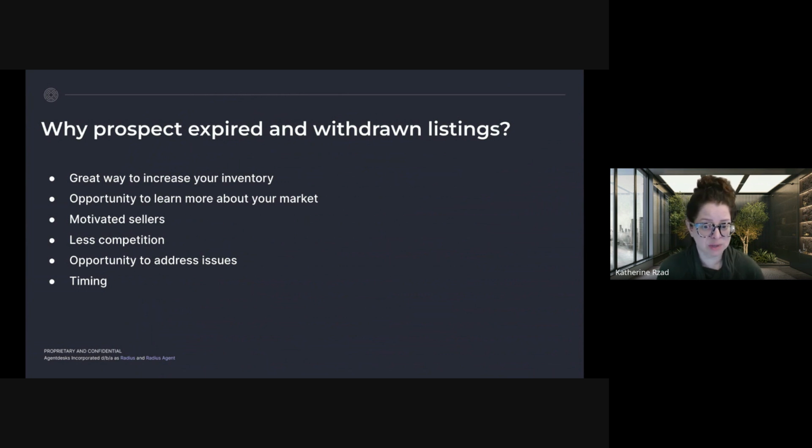And then, of course, timing. So owners that have withdrawn or maybe even expired, they may need more time to just reassess the situation and make improvements to their property. So if you establish a relationship with them during this period, you could be top of mind when they're ready to relist.